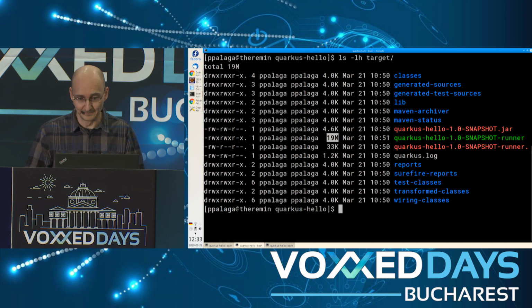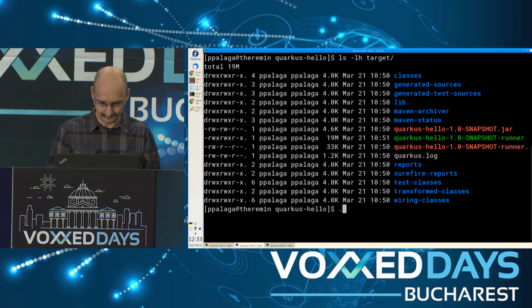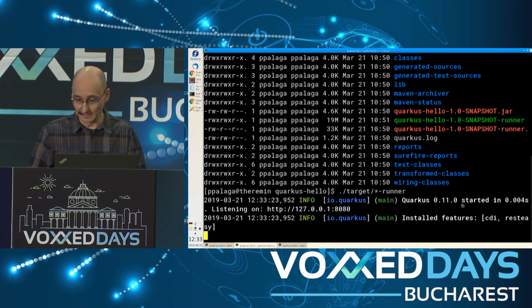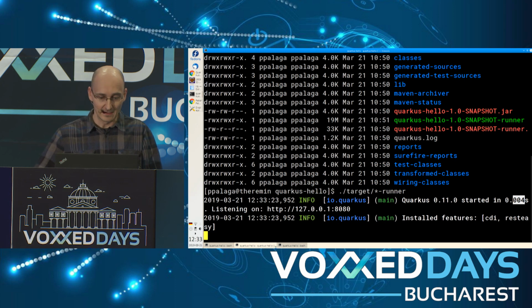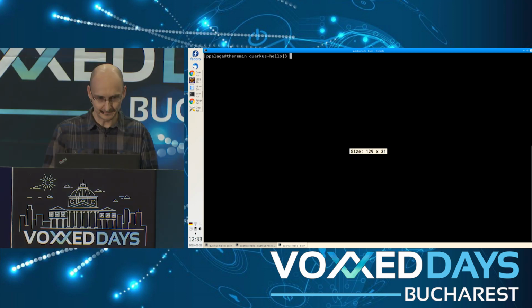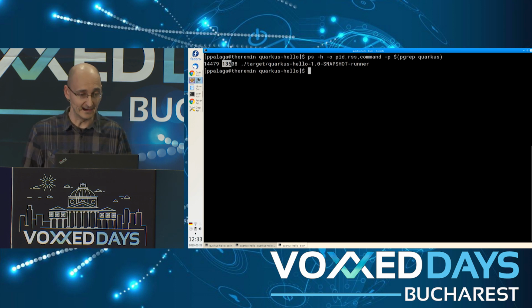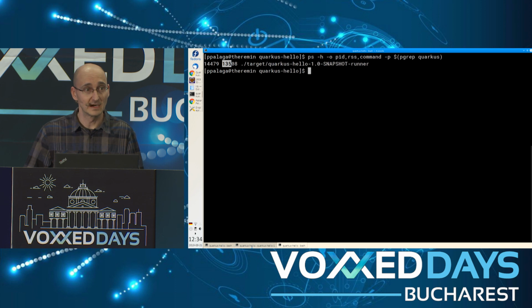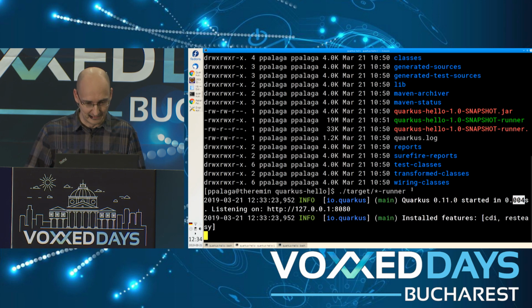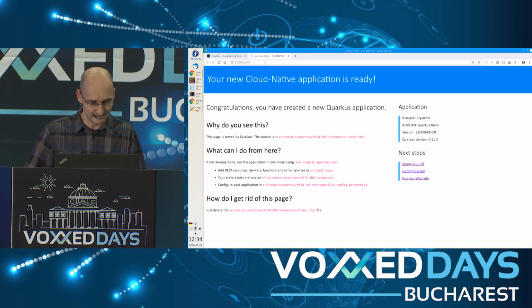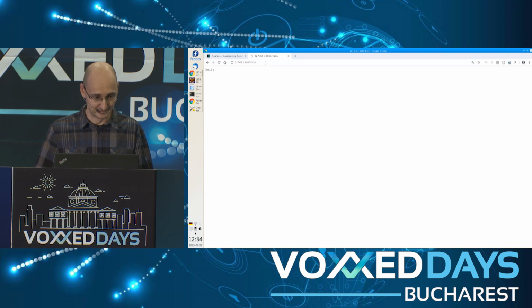Is this nice? Yes. And let's start it. It has started instantly in 4 milliseconds. Is this nice? Yes, it is. Let's check how much memory it is spending. There's like 13.5 megs. Is this nice? Yes. It's a Java web application with a REST endpoint. Have you ever seen something like this? I don't think so. Does it work? Yes, it works. Good.